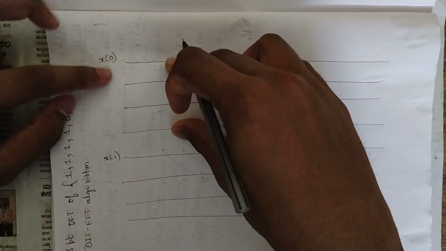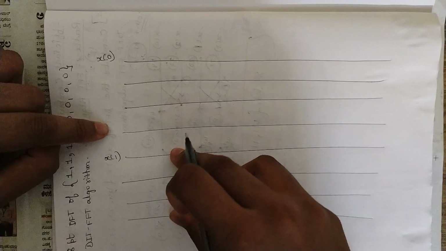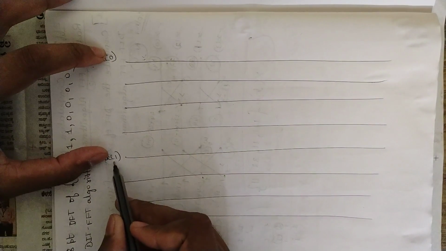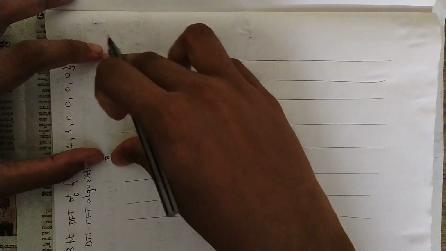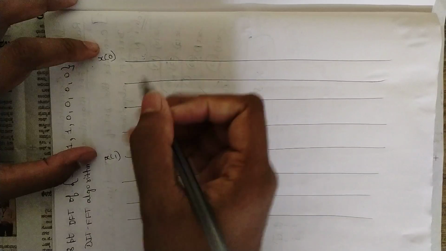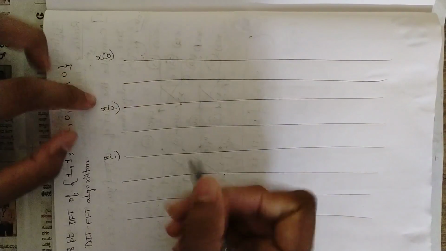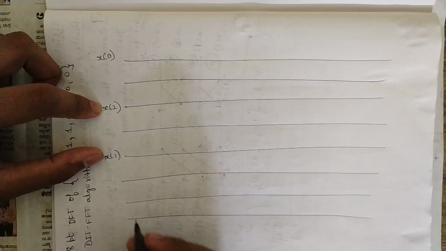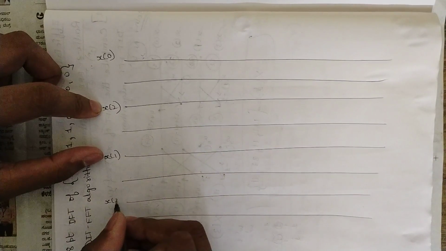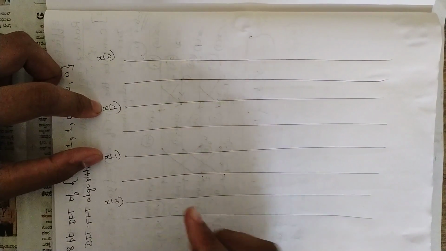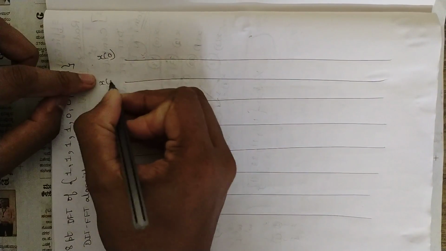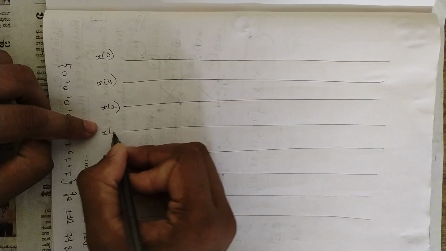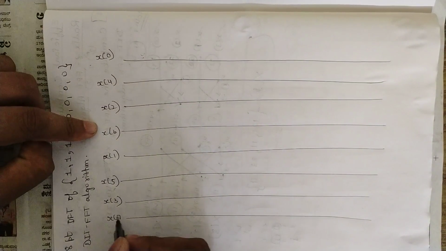In this pair only the even values would be there, and in this pair all the odd values would be there. If this is x of 0, in the 5th line we have x of 1. Then x of 2 would come between x of 0 and x of 1, that is, in the middle line. Similarly x of 3 would come here, between these two lines. Then x of 4 again here, then x of 5, x of 6, x of 7.